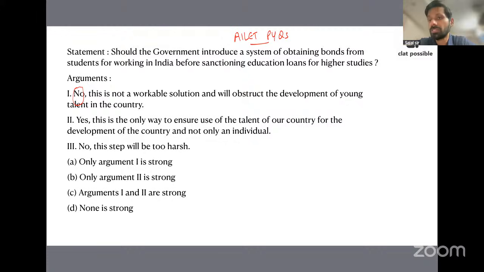This is not a workable solution and will obstruct the development of young talent in the country. People would be hesitant taking education loans if there is some bond, right? So one is good. Yes, this is the only way to ensure use of talent of a country for the development of the country and not only an individual.